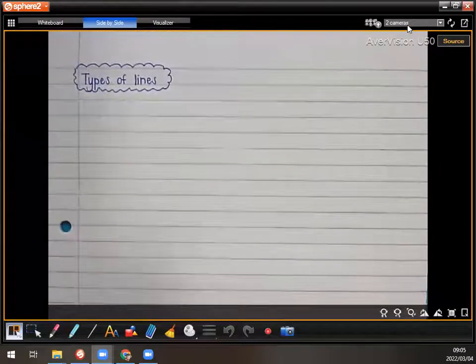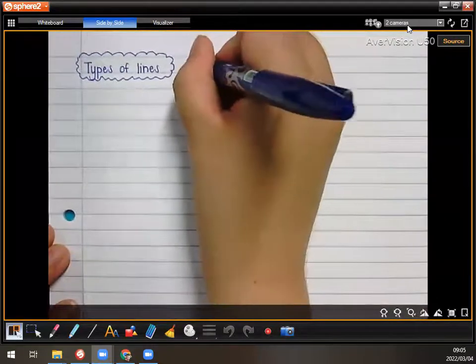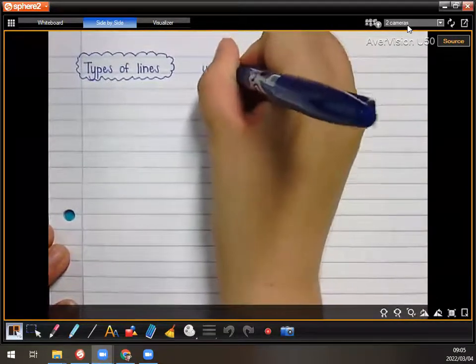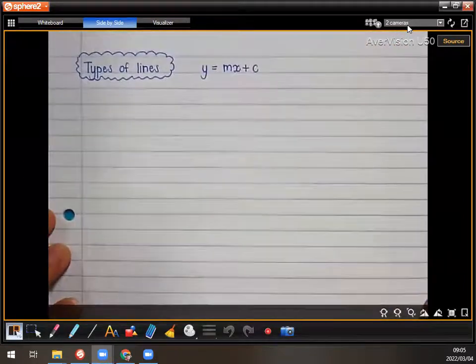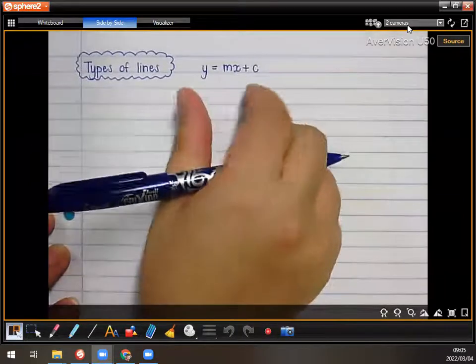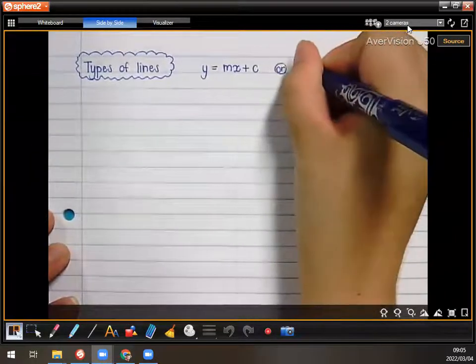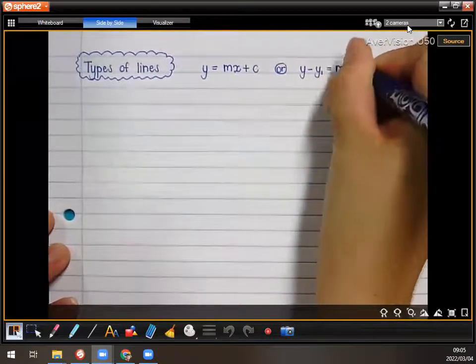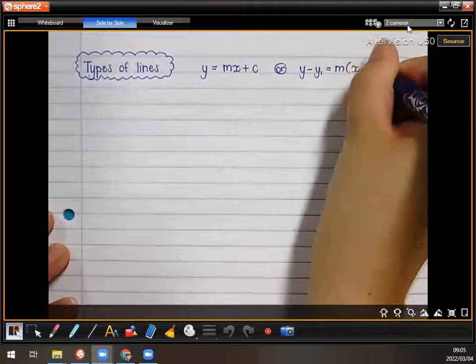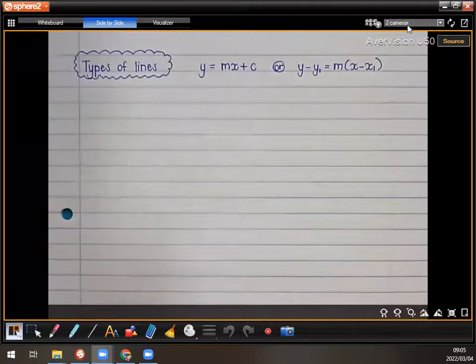Okay, guys, types of lines. There are three different types of lines that you are going to have to find the equations for. We're going to practice that. So you're going to have to write it in that formula y equals mx plus c. Or remember, I told you guys that we're going to practice a second formula. So I'll show you how to use that second formula today. Some of you have seen it before, others haven't.